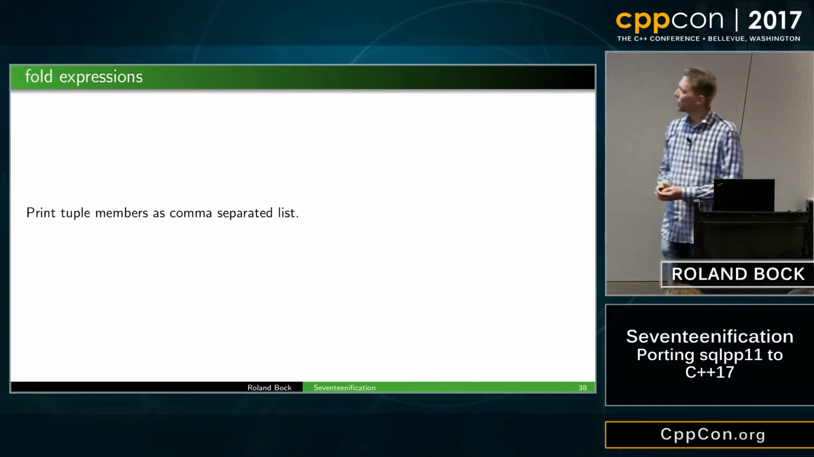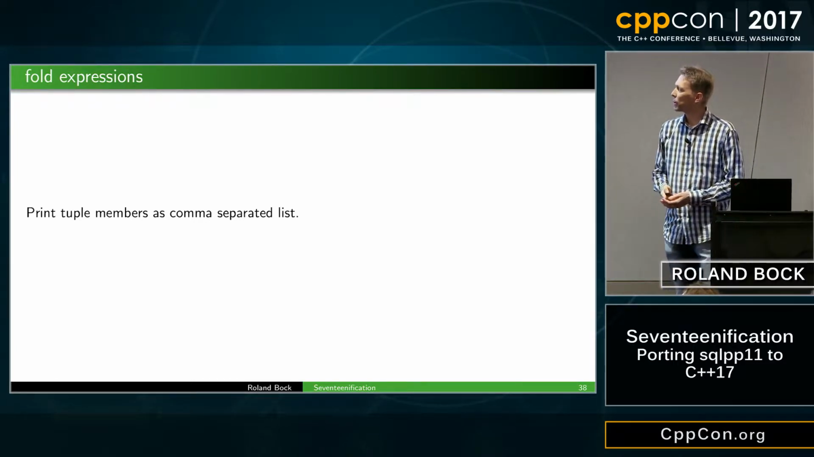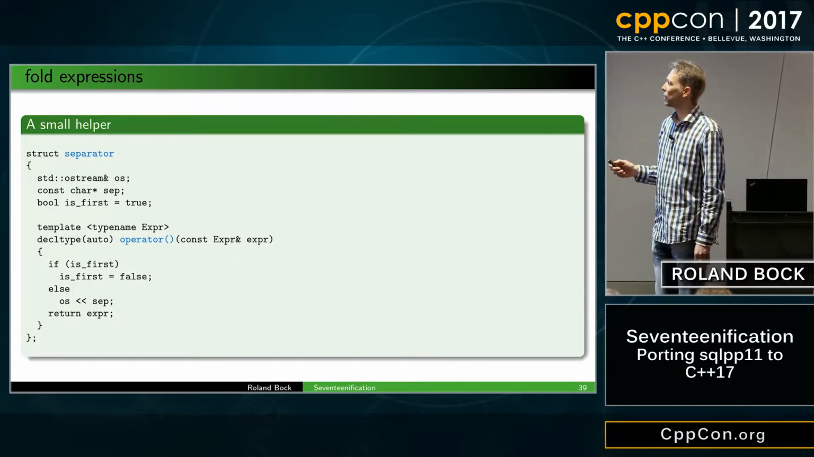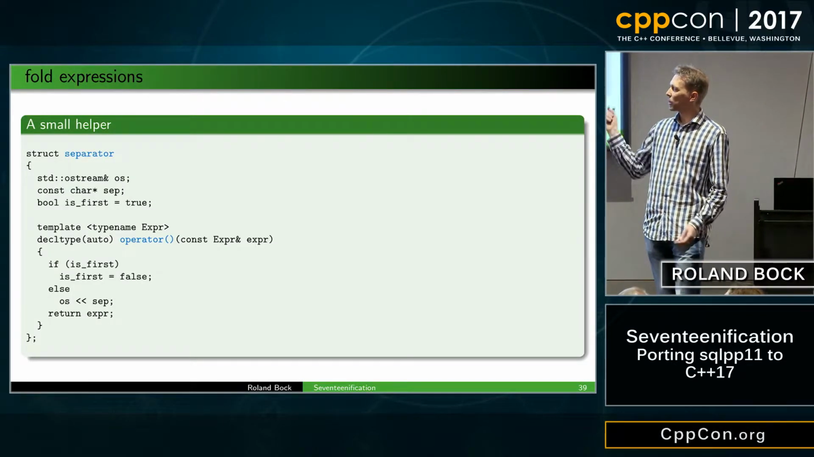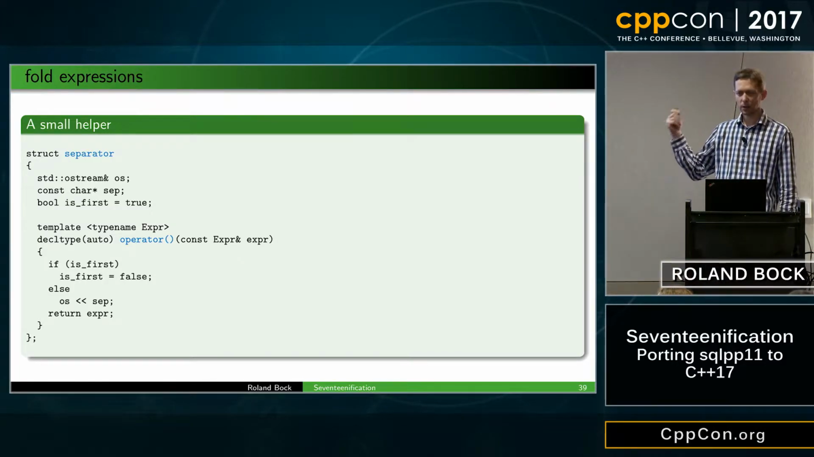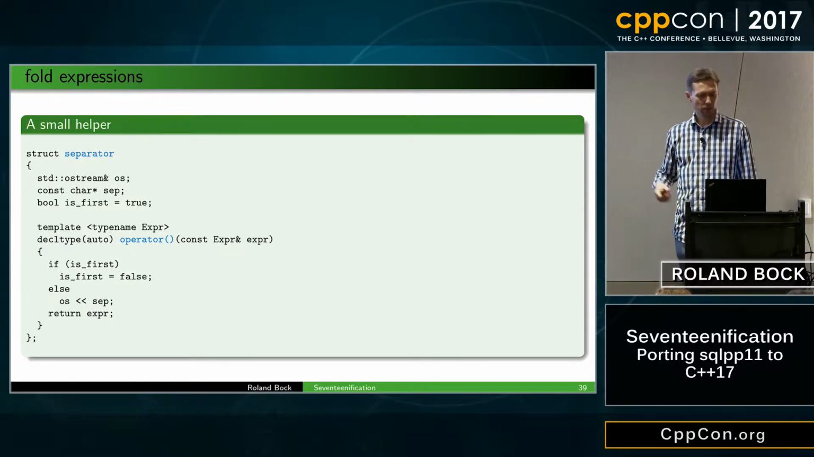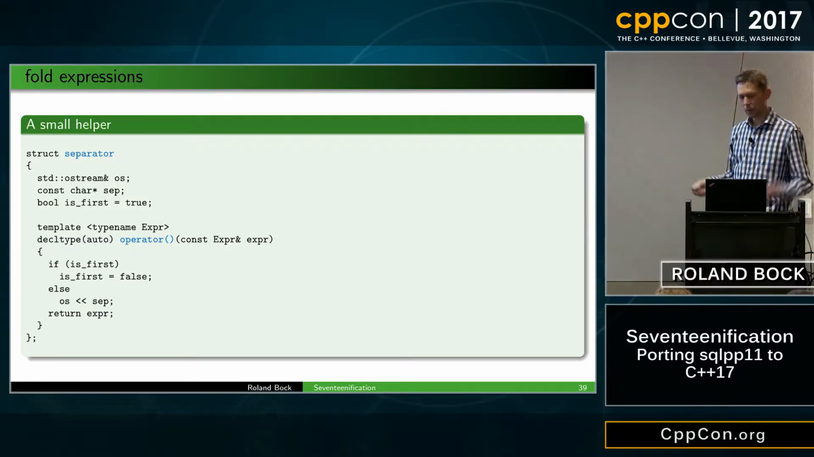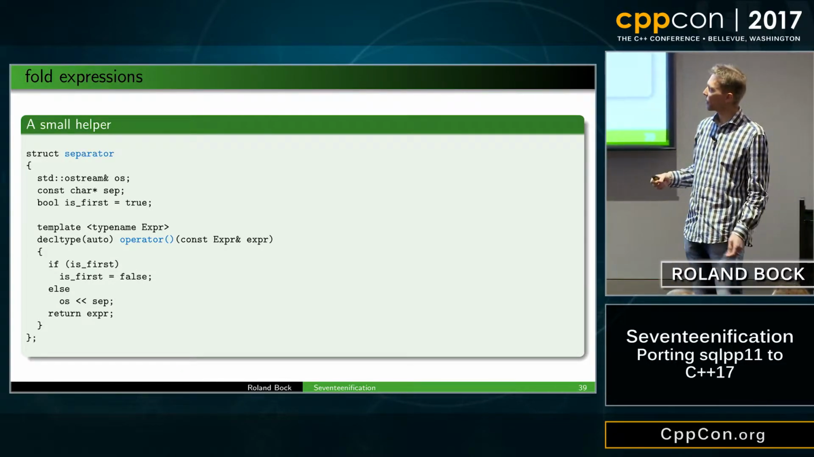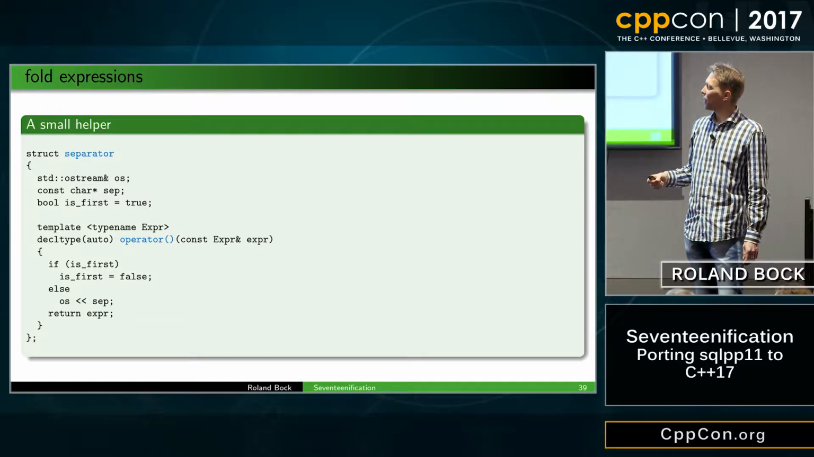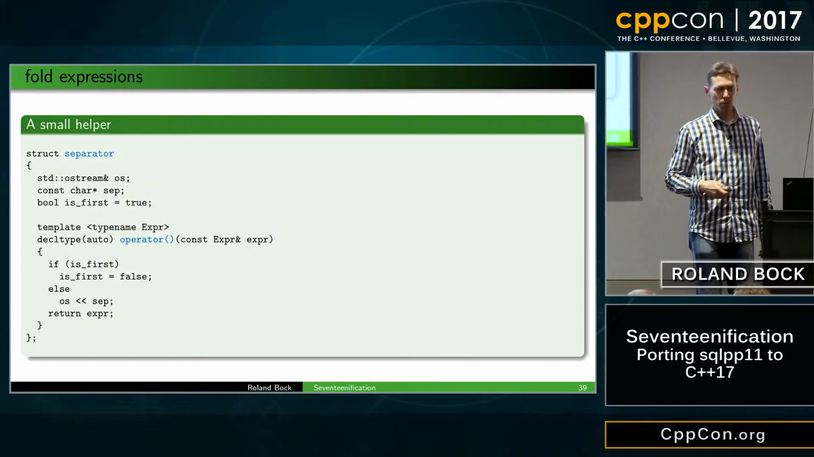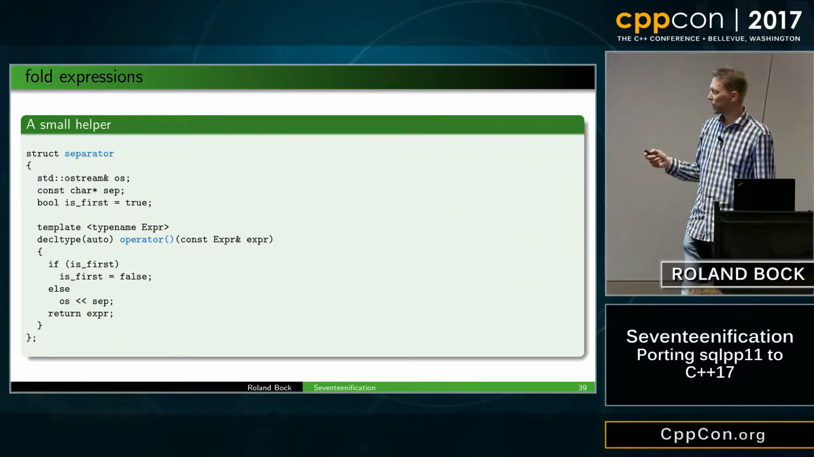Good. One use of fold expressions that I have in the library is printing tuple members as a comma-separated list. For this, I have a small helper that basically does nothing but add a comma to a stream and then return the value. So you instantiate it with the stream and a separator, and it will figure out whether it's the first time that it's called, and then it will set first to false, and otherwise it will just print the separator to the stream and return the expression that you handed in.